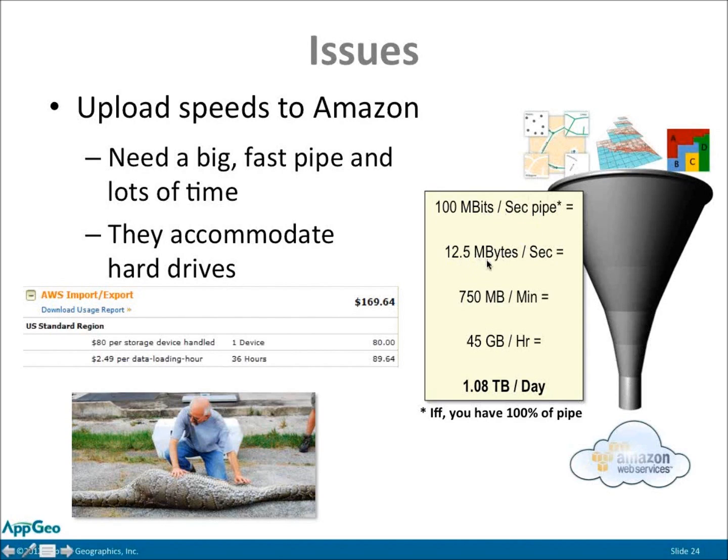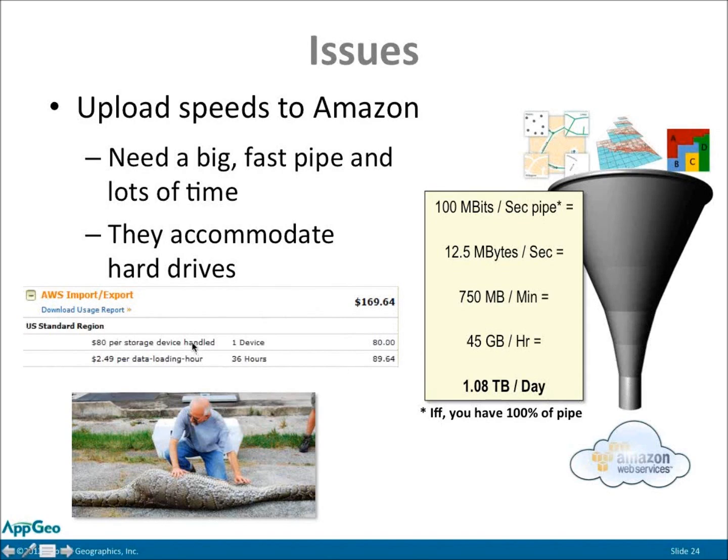100 megabits means 12.5 megabytes per second, 750 megabytes per minute, 45 gigabytes per hour, or just 1 terabyte per day, with an enormous assumption that you have 100% of that pipe, that no one else is using it. And typically that's not true at all. So under the best circumstances, with a super fast, very expensive pipe, you can put 1 terabyte per day up into Amazon. And so you need to think carefully about how to do it. We move all of our tiles at night, and we move them in typically 50 square mile units, a few gigabytes at a time. And it's just one of those things you have to manage.